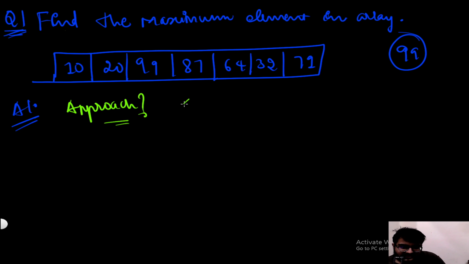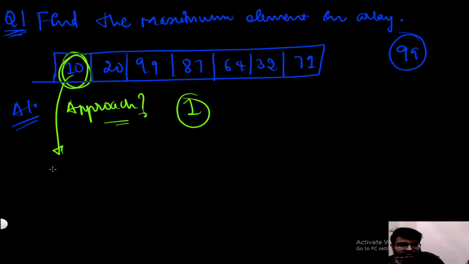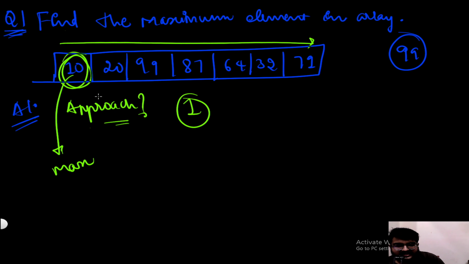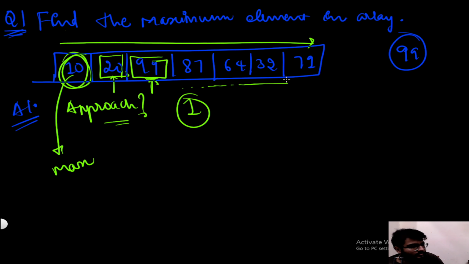The first approach is that you mark the first element as your maximum element, and then you traverse the full array and check, hey, are you bigger than my maximum element? Okay, so now you are my maximum element. Hey, are you bigger than my maximum element? So you are now my maximum element. In this way I do a full traversal and I get the answer.